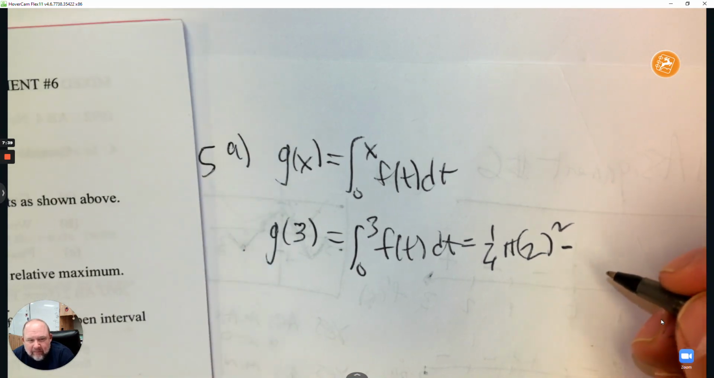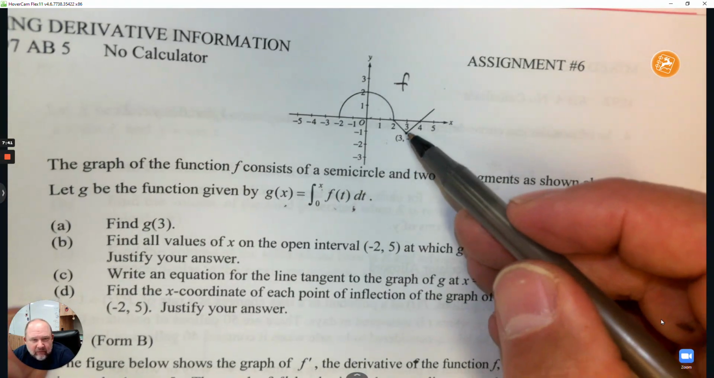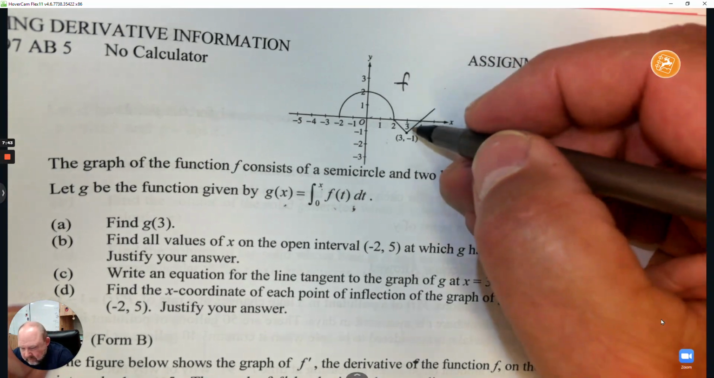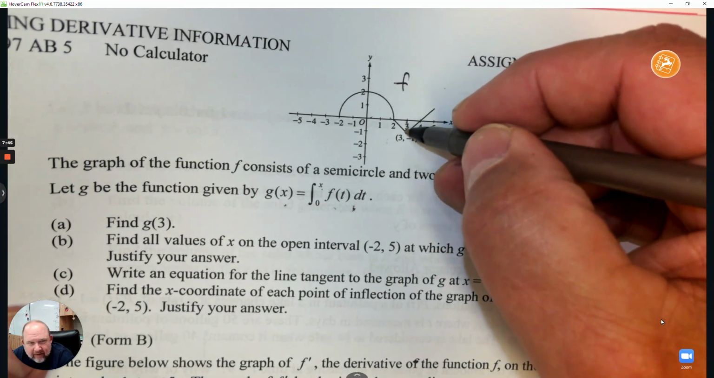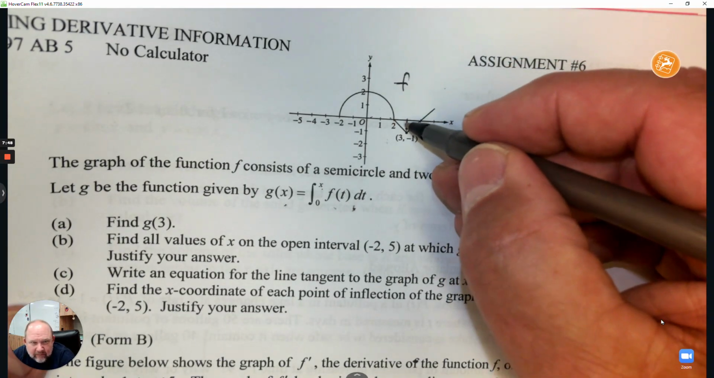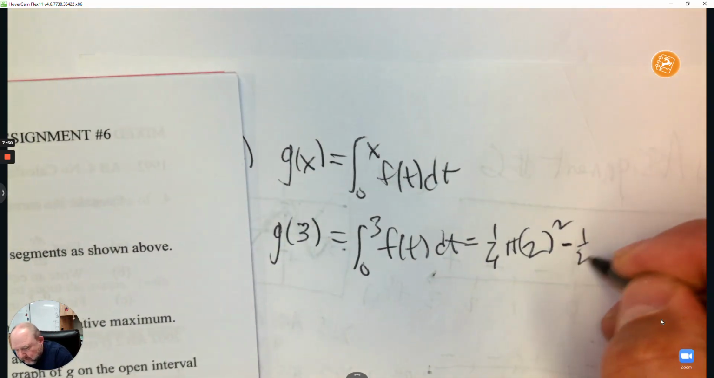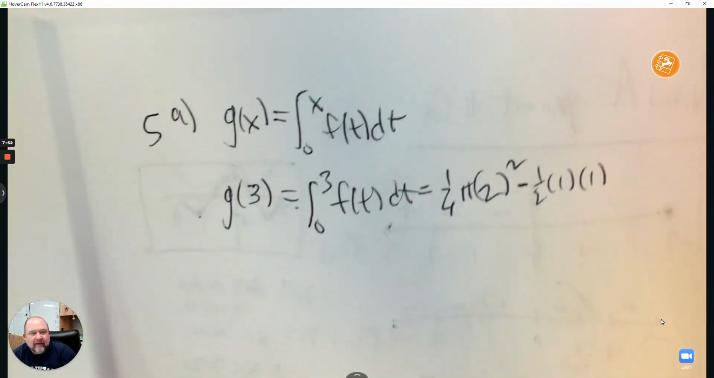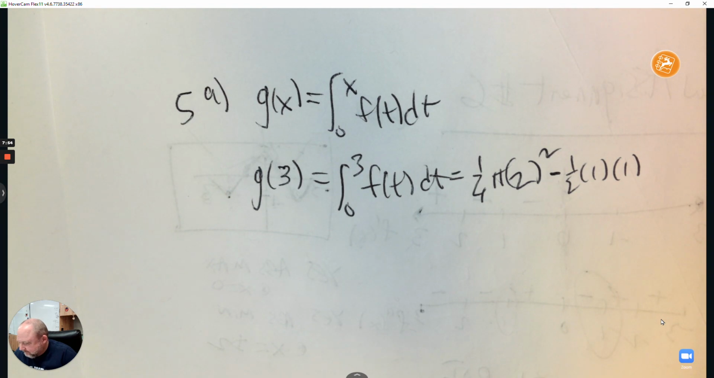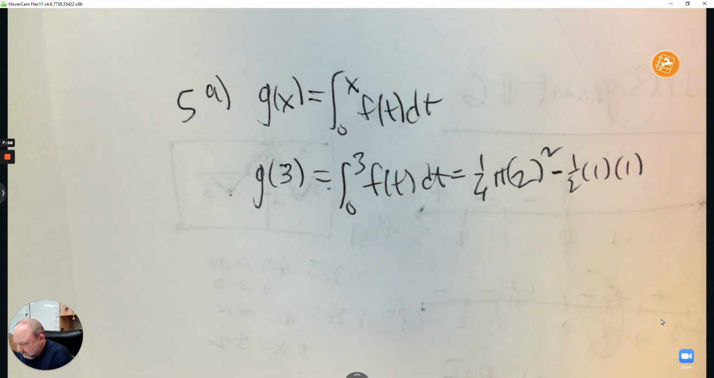Minus. Now, why am I going minus? Because now the area is below, and we're just looking from 0 to 3. So we're looking at a little triangle here. Half the base times the height. That's 1 and 1. And there it is. We don't need to simplify it. All right, the next one.